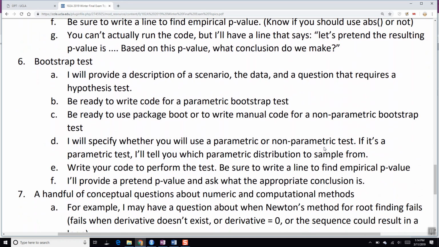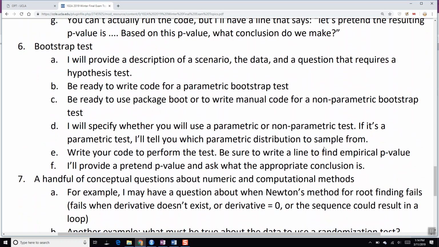And then I will ask you to do a bootstrap test, okay? For the bootstrap test, again, I'll have a scenario, the data, and a question that requires a hypothesis test, much like the randomization test. But for the bootstrap, it could be parametric bootstrap, it could be non-parametric bootstrap, okay? And if it's non-parametric, be ready to use either package boot or writing out the code yourself by hand.